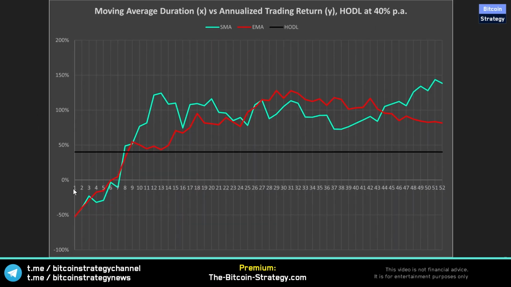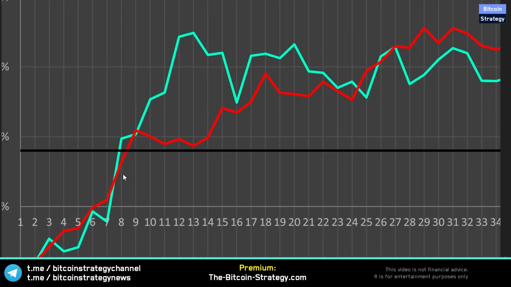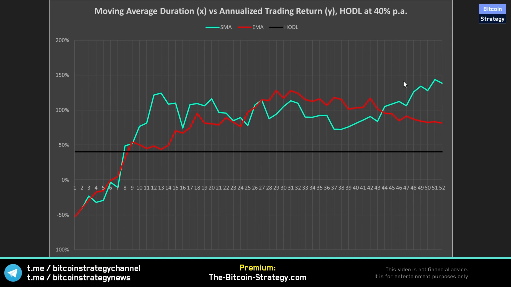So on the x-axis, we've got the duration of the moving average in days. So ranging from 1 day, which is basically just looking at yesterday's price, all the way to the 52-day moving average, simple or exponential. And once we go above the 8-day moving averages, we pretty much outperform buying and holding the token. So it almost doesn't matter that much what kind of a moving average you take, as long as you take something that's not too short in duration. You still outperform just buying and holding. Being active in the market does pay off.